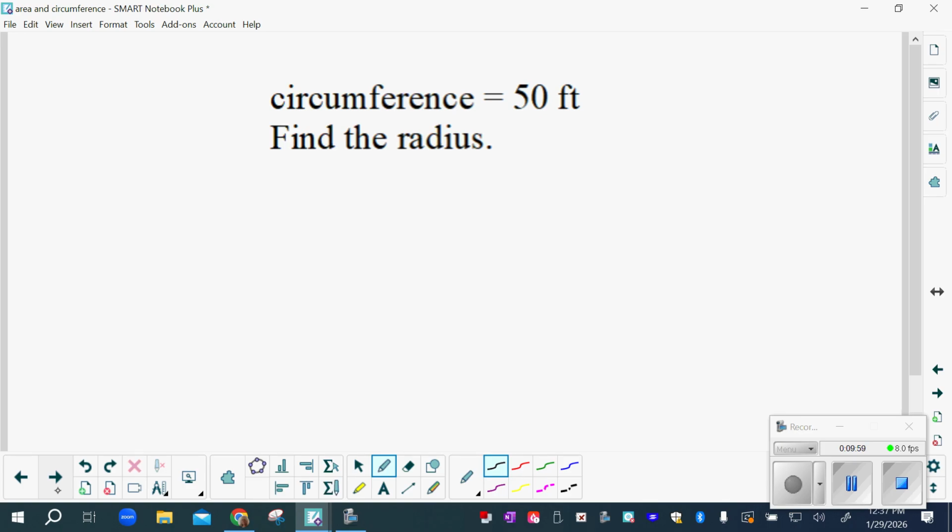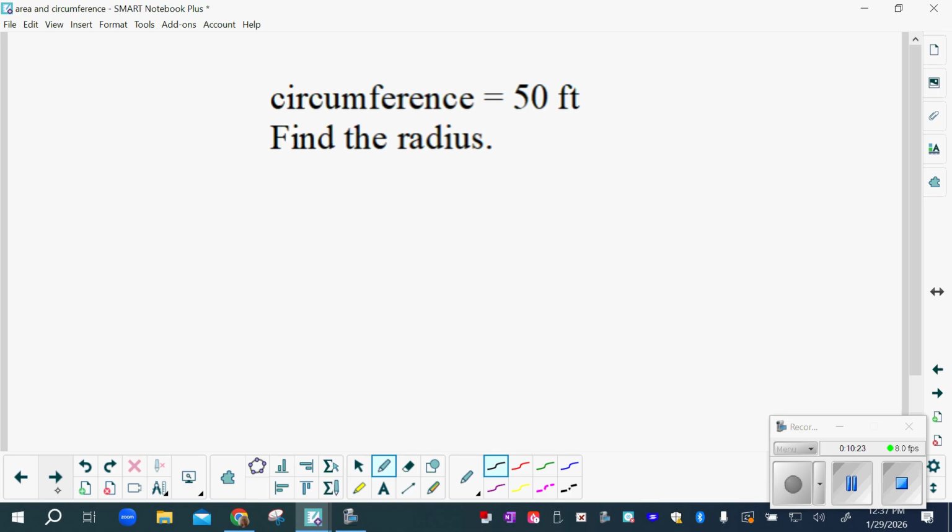Did you notice on the first ones, everything was times, times, times? On this one, we're going backwards. And backwards of times, times, times is going to be divide, divide, divide. Does that make sense? So here we go. We're given the circumference, but we're going to want to find the radius.